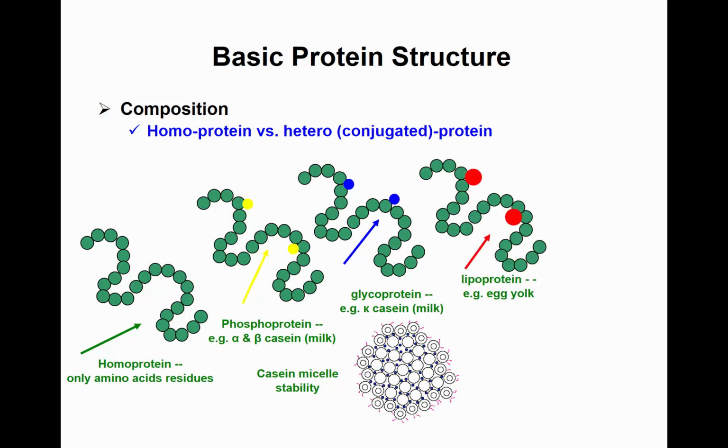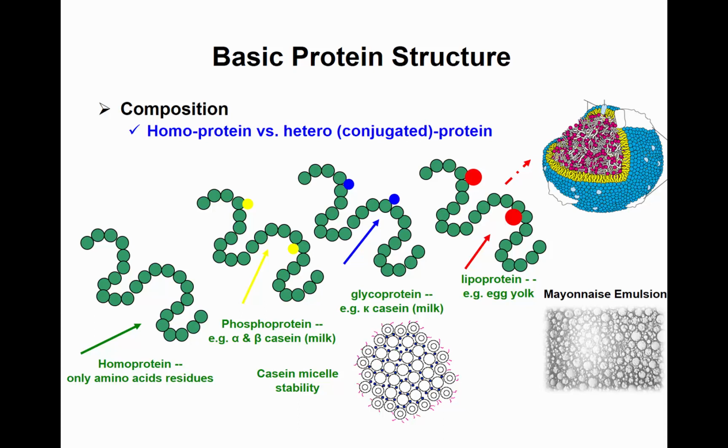Okay, and then there is the lipoprotein, where you have a lipid component associated with the protein, such as in egg yolk. There are a lot of different lipoproteins that make the egg yolk a great emulsifier.